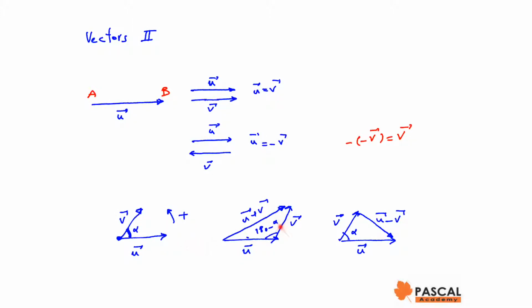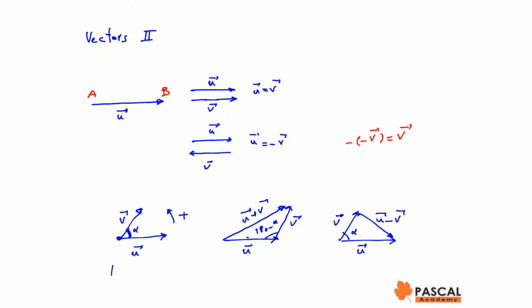To add two vectors, we use tail to head position. The addition of two vectors is a vector. The tail of the vector is the tail of the first one, and head of the vector is the head of the second one. For subtraction of two vectors, there should be tail to tail, and tail of U minus V is head of V, and head of U minus V is head of U.